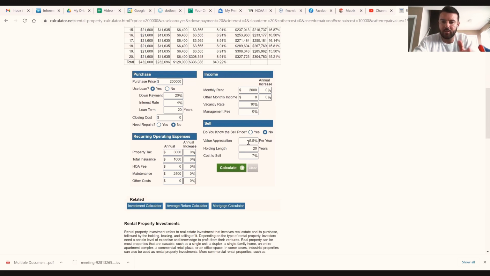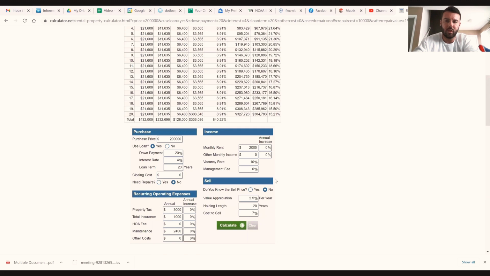Value appreciation, if you're in a booming market like Des Moines or Ames, we're just going to assume 2.5% per year on the value appreciation of this property. It might be 2% one year, might be 3% next year, but over 20 years, we're going to assume the average is 2.5%. You're holding it for 20 years. Once this thing's paid off, you're going to decide to sell it. So we'll scroll up here.